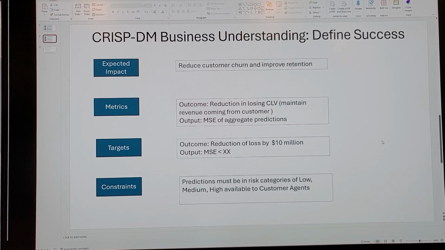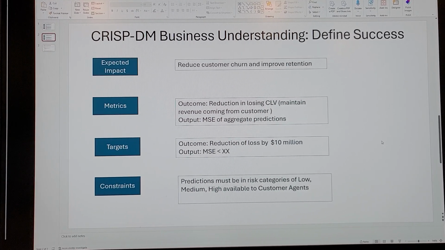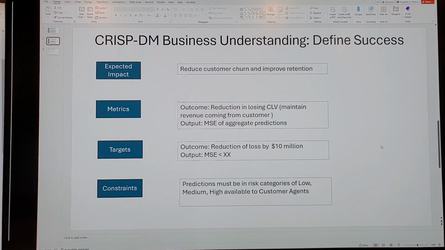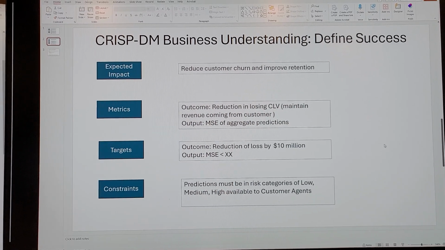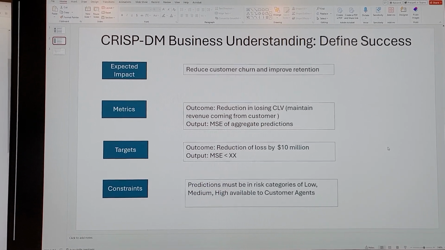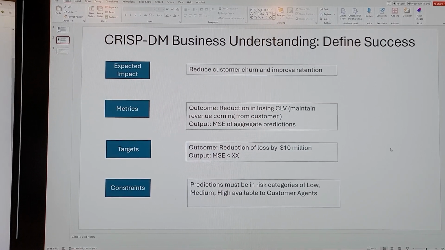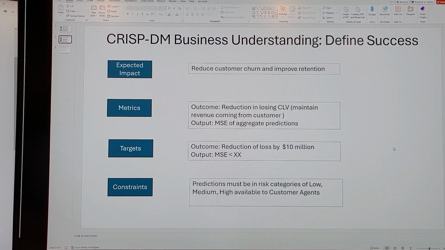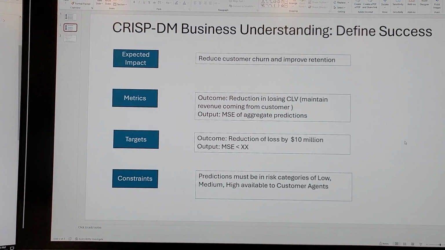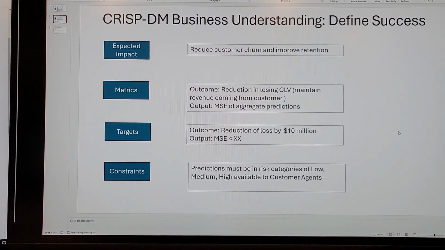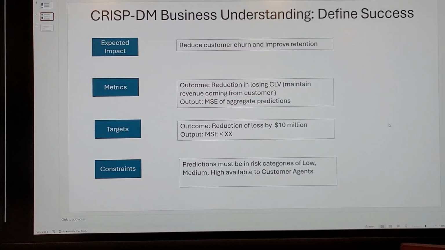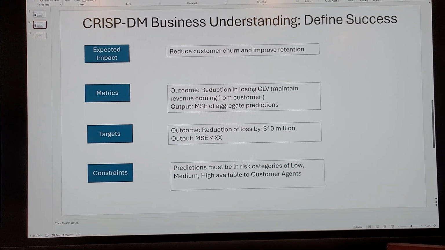It's a business outcome, and for the output we would have the mean squared error less than some defined criteria: low, medium, high. Low would be a customer risk score less than 0.5, medium would be 0.6, and high risk would be 0.8 and above. Constraint: predictions must be in categories of low, medium, high, and these need to be available for the agents.